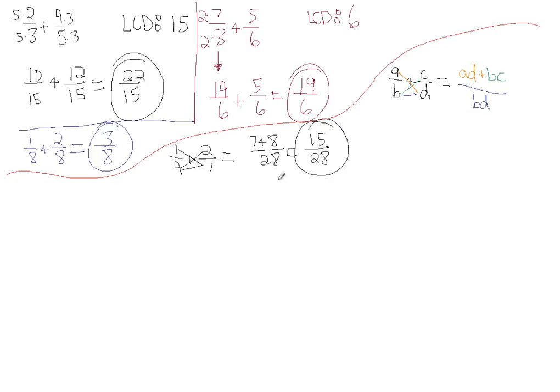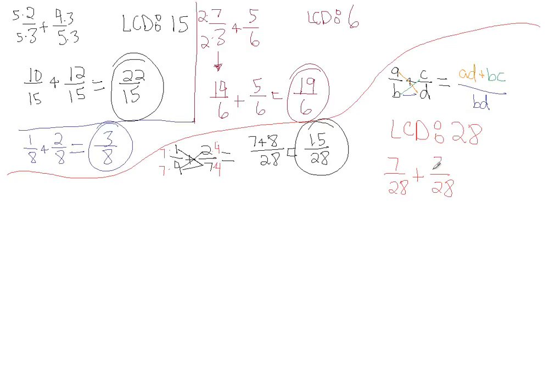Now let me switch colors and do it the traditional way just to prove that this works. Let's find an LCD of 1/4 and 2/7. Well, the LCD happens to be 28. So let's transform 1/4 and 2/7 into fractions with 28 as a denominator. So how do we do this? 4 times what will give us 28? Well, 4 times 7. Multiply the numerator by the same thing. 7 times 1 is 7. And now let's do 2/7. 7 times what will give us 28? 7 times 4. Do the same thing in the numerator.